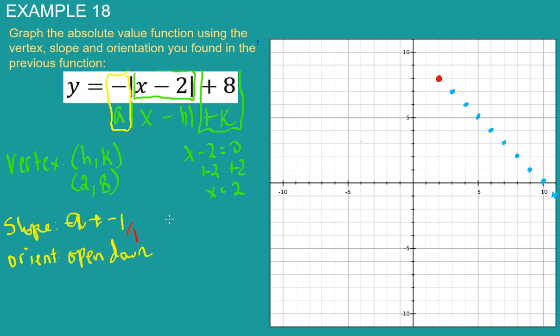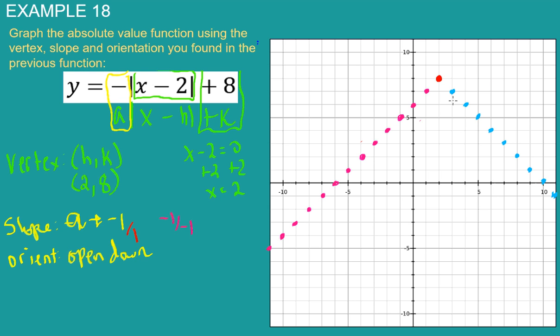All right, so that means to do negative 1 over negative 1. So that means to go down 1, left 1, down 1, left 1, and repeat and keep going until we run out of room.